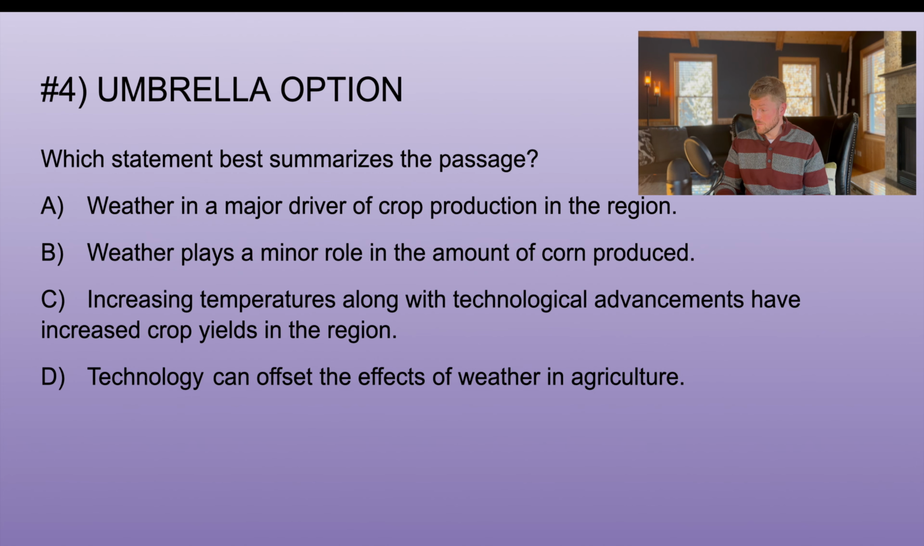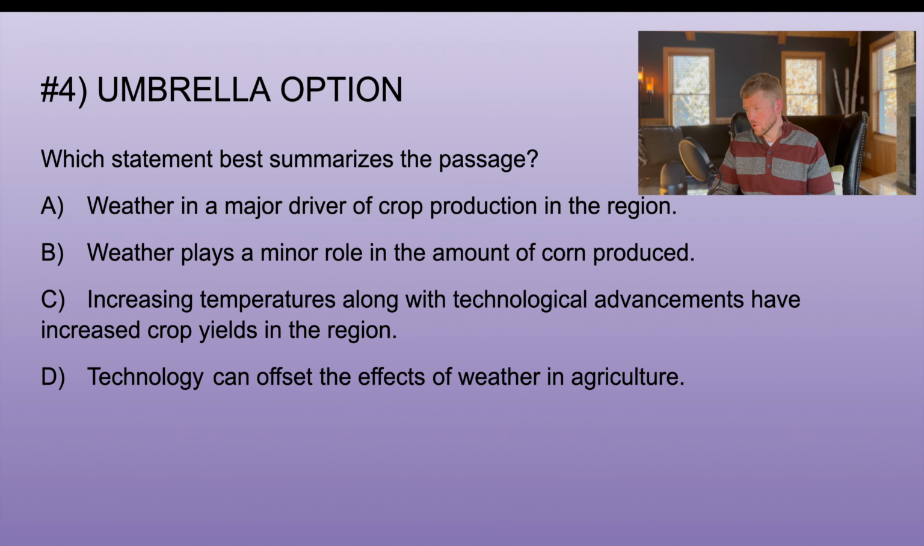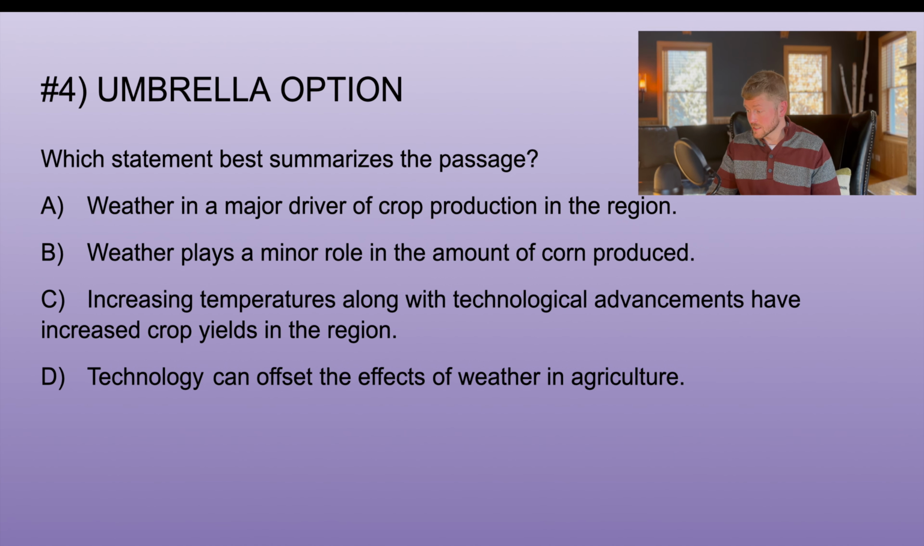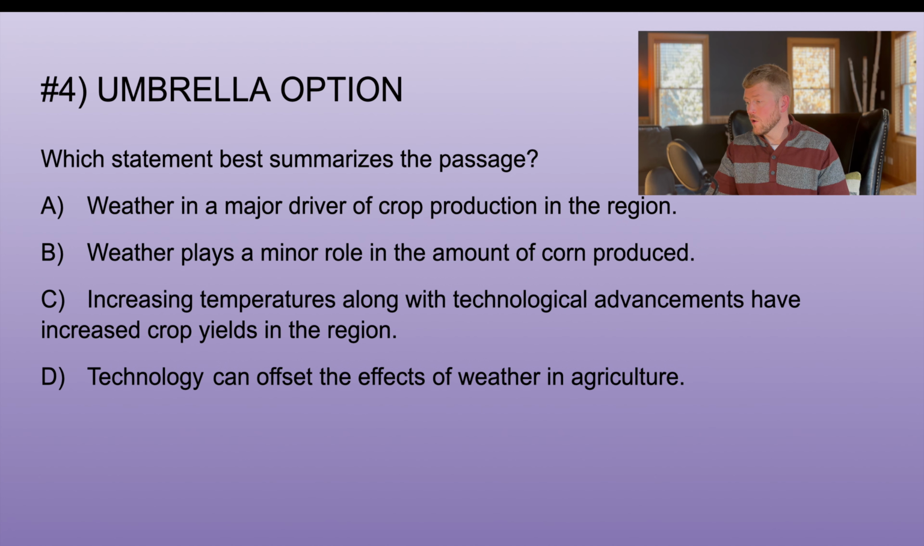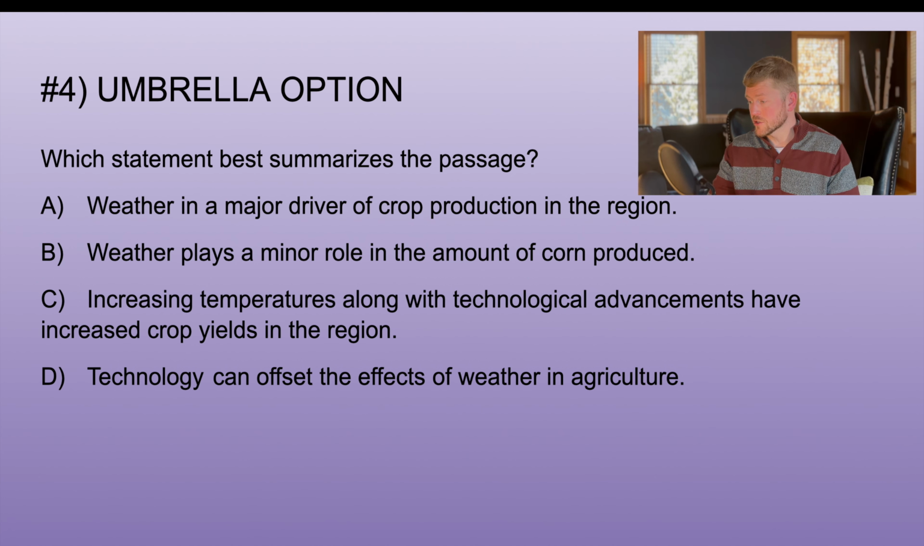Sorry, I got a typo there. A, weather is a major driver of crop production in the region. B, weather plays a minor role in the amount of corn produced. C, increasing temperature along with technological advancements have increased crop yields in the region. Or D, technology can offset the effects of weather in agriculture.